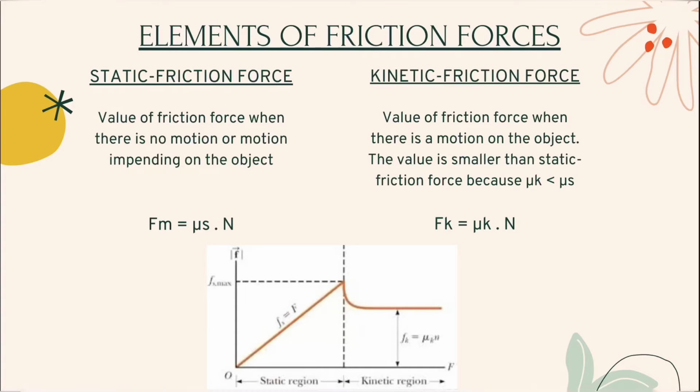The second one is kinetic friction force. Value of friction force when there is a motion on the object. The value is smaller than static friction force because μk is less than μs, and generally μk is 0.75 of μs. And we can also calculate kinetic friction force by the formula Fk equals μk times the normal force.